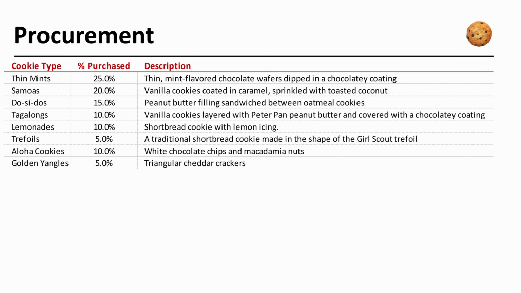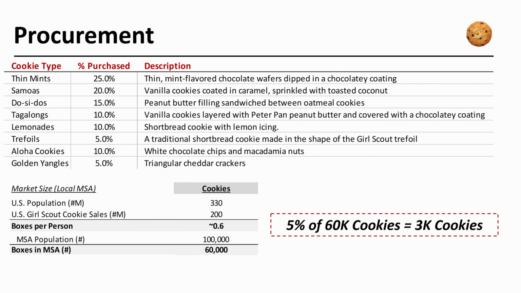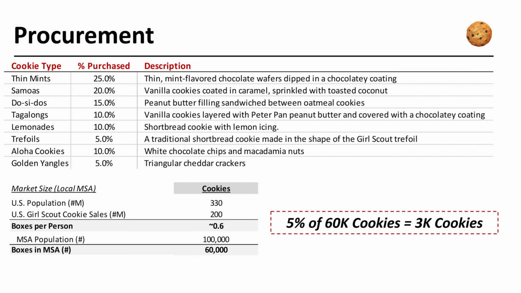Once we have simplified our figures and decided on the appropriate allocation for our 2 rotational cookies, we now have the inventory projections for this year and the percent of our total market we should purchase for each type of cookie. As a reminder, in our first step, we calculated that we expect to sell 60,000 boxes in our MSA. And one helpful shortcut here will be realizing that 5% of 60,000 cookies is equal to 3,000 cookies.